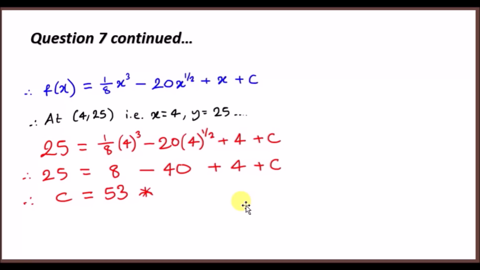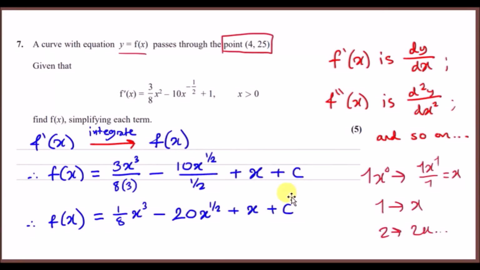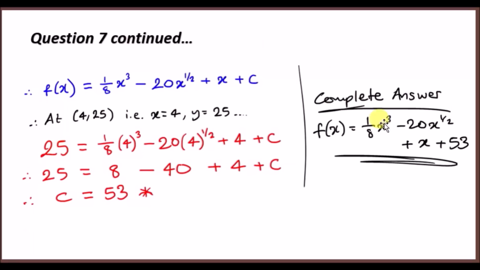And then before you stop there and even put your pens down, make sure you write the complete answer. So go ahead and rewrite your original f(x) equation. Instead of c, make sure it is plus 53.